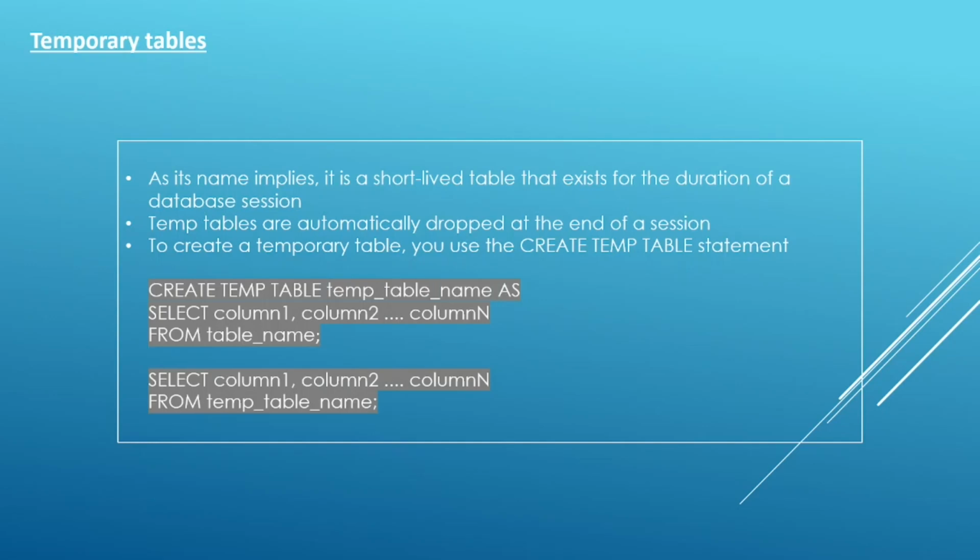To create a temp table, you simply use a create temp table statement: create temp table, the table name, as, and then write the select statement, separated by a semicolon. Once you run this statement, a temp table is created in the memory of the database for that session, and then it can be called in the select statement as required. It is very similar to the CTE as it can be called multiple times.